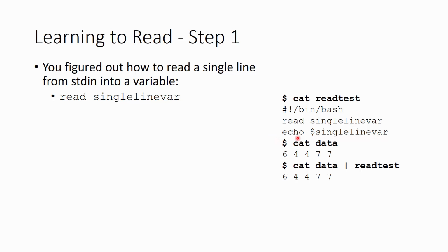And then we set up a data file called data, so we cat it out and we see it's just a bunch of numbers. And then when I cat this file and pipe it into readTest, it retrieves that from standard in, which it got because of the read command, and the standard in was given to it by the pipe, which got its data from cat data. So with this output line, we have written a program that is able to grab data from standard in and display it on the screen. So this is something we knew, how to read a single line from standard in into a variable.